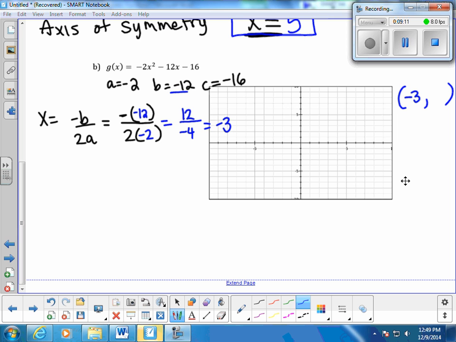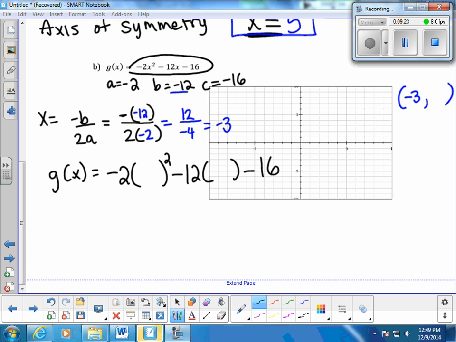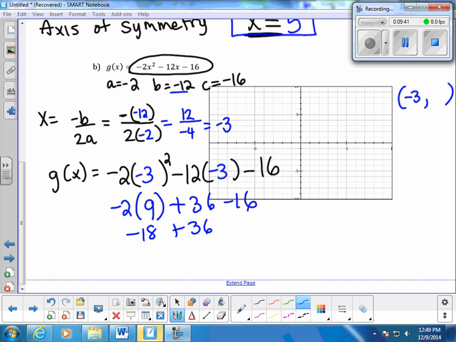So in my function, -2, everywhere there's an x, I put a parenthesis, from this original function right here. Everywhere there's an x, put a parenthesis, and now we're going to substitute that -3 in there and solve. So -3 squared is 9, plus 36 minus 16, so that's -18, plus... 18 minus 16, which will give us a 2. So our vertex is going to be -3, 2.